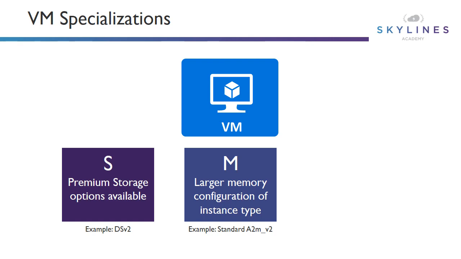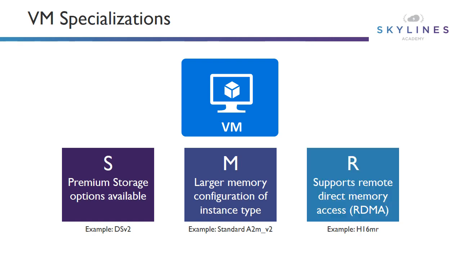We have the M specialization as well. That's for a larger memory configuration type. So, for example, if we've got a standard A2, then you might see a standard A2M that just has more memory. And then the final one, we have R, which supports remote direct memory access, also known as RDMA, and you'll see that in things like H16MR as well.